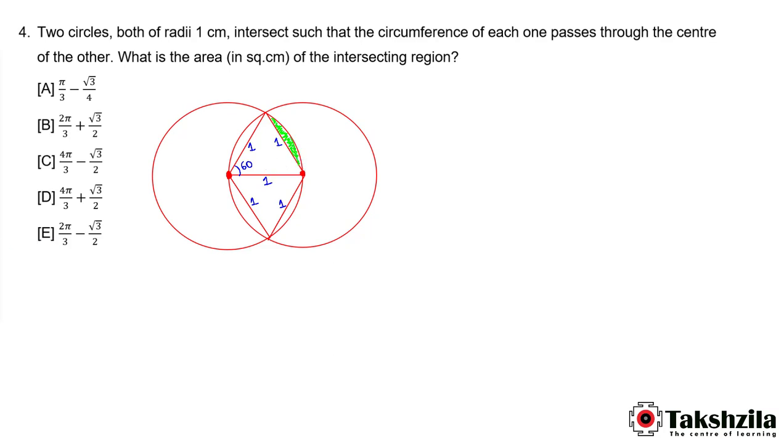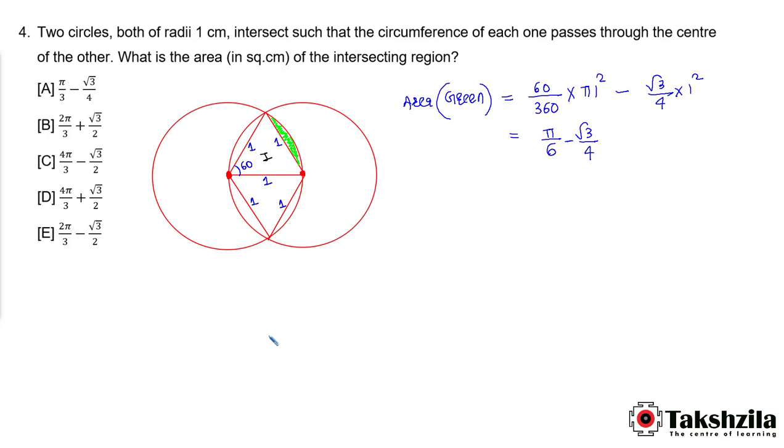That area is going to be how much? Let's have a look at it. The area of the green segment is equal to the area of the sector, 30 divided by 360 into pi r square, minus the area of this triangle. So the area of this triangle is going to be how much? Root 3 divided by 4 into side square, that is 1 square. So the area of this green region becomes pi divided by 6 minus root 3 by 4.